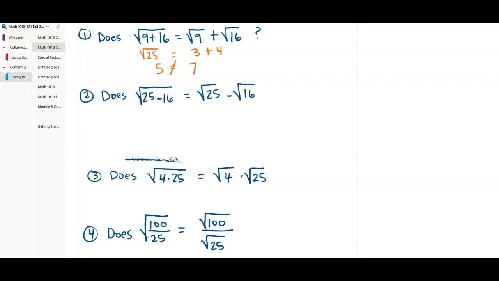So this tells us that if something's connected by addition, we can't just separate those out into 2 separate square roots, but I see students try and do that a lot. Okay, so we know this doesn't work for addition. What about for the subtraction one? All right, so let's try this now.